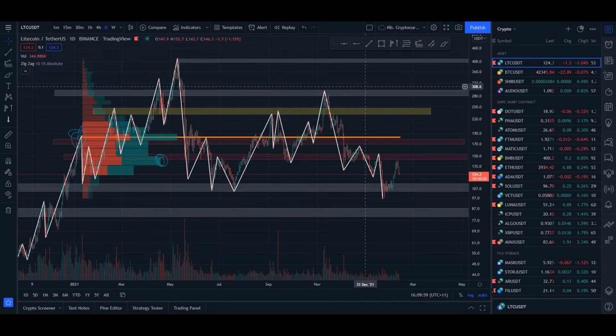So that's generally it about the static support and resistance levels. We're going to have another video about the dynamic support and resistance levels.